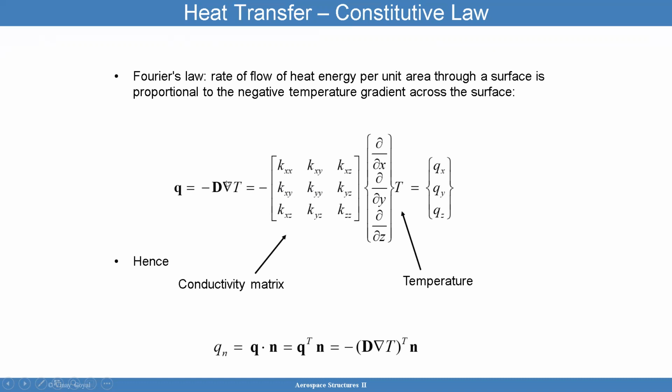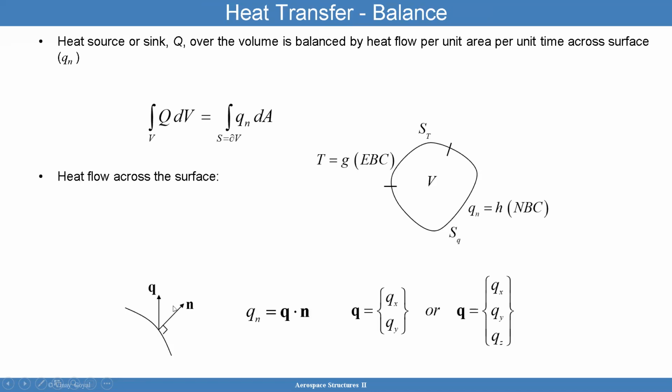Now, I have to take the gradient of T, and the gradient means this. If you've never seen it before, that's the gradient of T, the definition of gradient. This gradient is applied to T, and this multiplication is what gives me the components of the heat flux on the surface, Qx, Qy, and Qz. So when I go back to the definition, I have Qn, which is Q dotted with N.